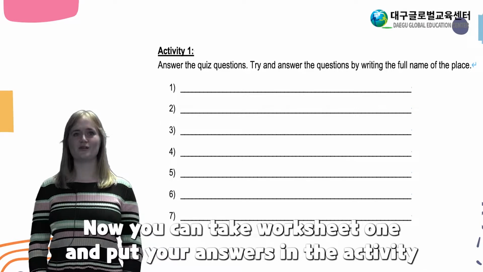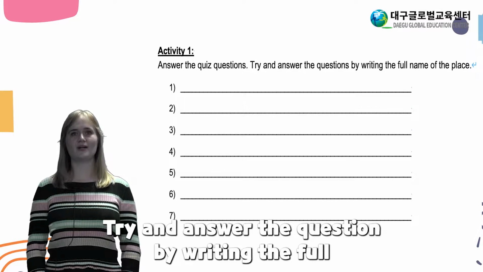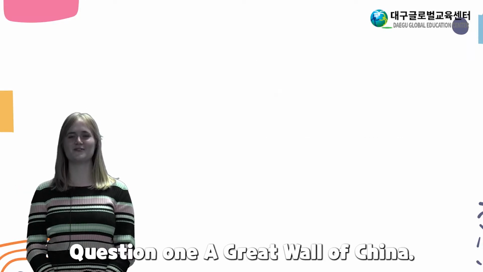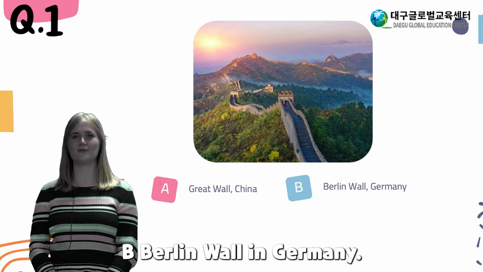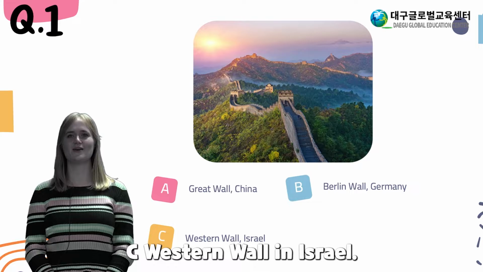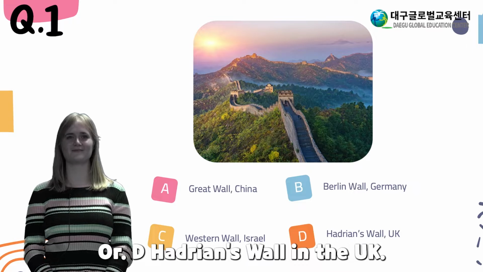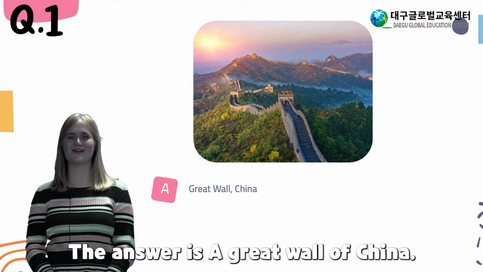Now you can take worksheet 1 and put your answers in the activity 1 section. Try and answer the question by writing the full name of the place. Question 1. A. Great Wall of China. B. Berlin Wall in Germany. C. Western Wall in Israel. Or D. Hadrian's Wall in the UK. The answer is A. Great Wall of China.